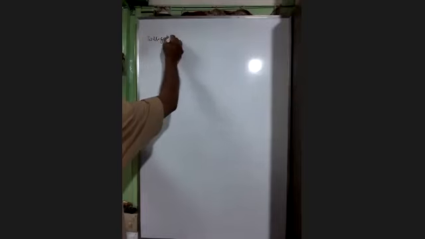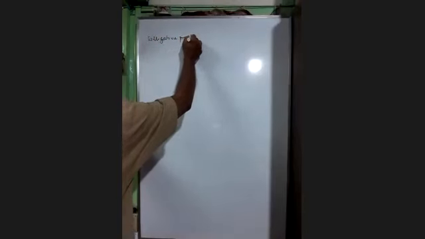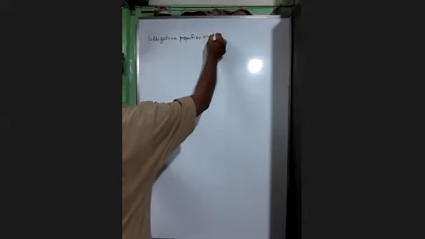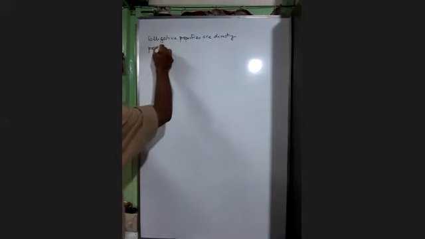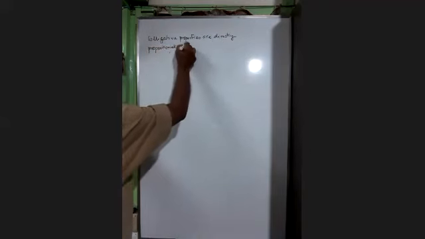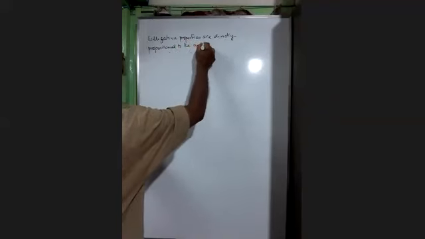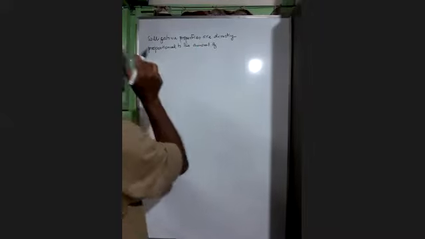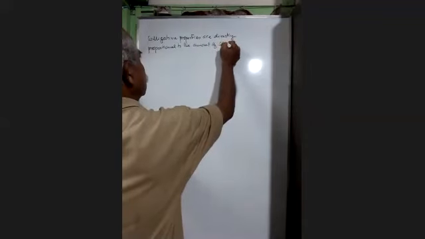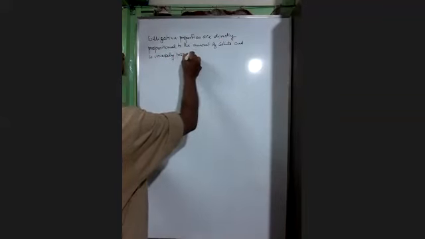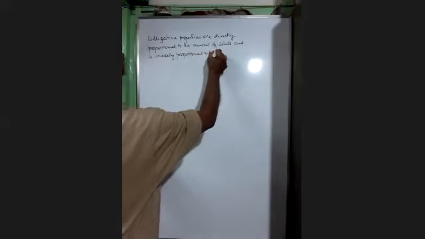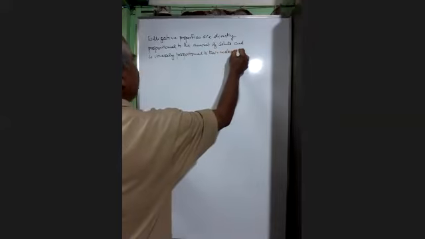Colligative properties are directly proportional to the amount of solute and inversely proportional to their molecular masses.